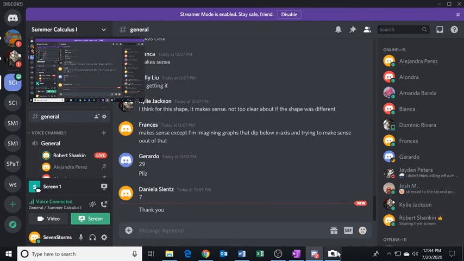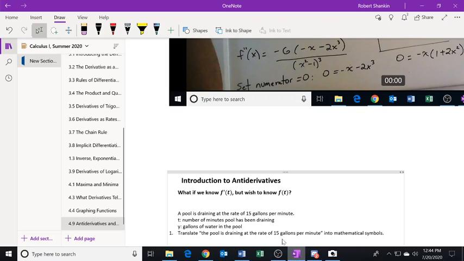Okay, we're going to start up again. We're going to go to 4.9, Antiderivatives. And the topic of derivatives is the central topic in calculus. And there's a second essential topic in calculus, which has to do with the reverse of the derivative, which we're going to start out calling the antiderivative. Later we'll be calling it the integral. But the idea of it is it's the inverse function of the derivative.